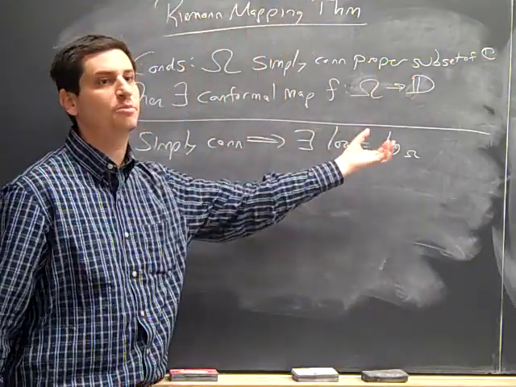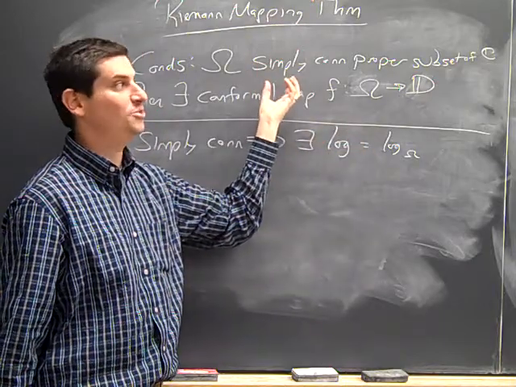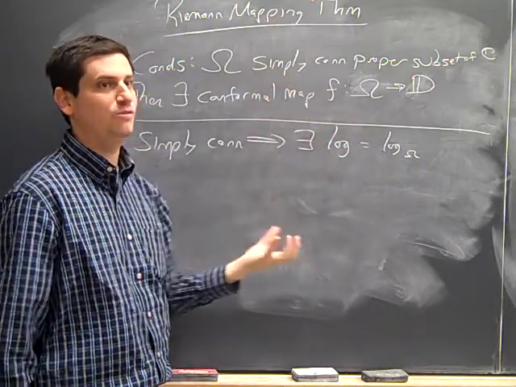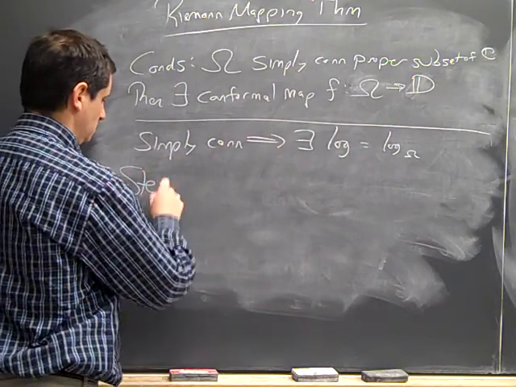What's important is the thought process. How do we get there? Why should we be thinking logarithm? I've got a simply connected domain that's not all of C. Logarithm exists. Okay, so step 1.